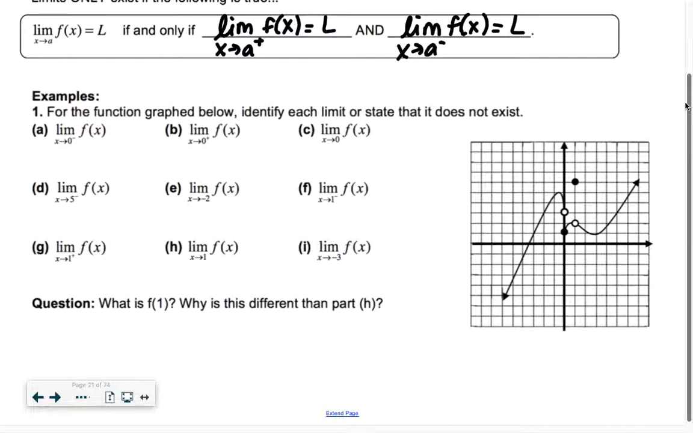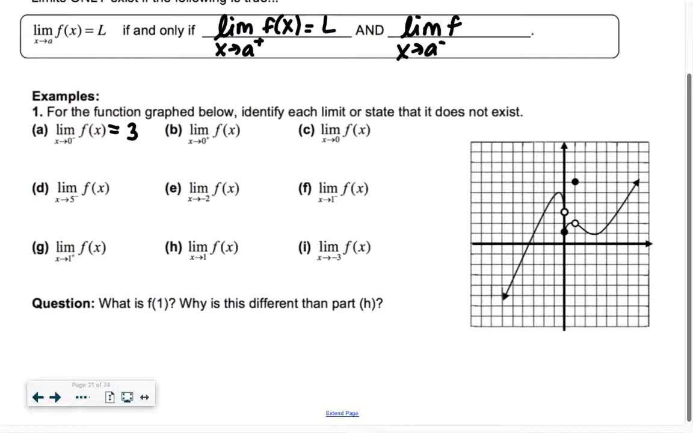It says, for the function graph below, identify each limit or state that it does not exist. So the limit as x goes to 0, and that little negative means from the left, right? So as I'm going towards this vertical line, as I'm getting closer to 0 from the left side, what y value do I get closer and closer to? 3. That is our answer there. So it's equal to 3.